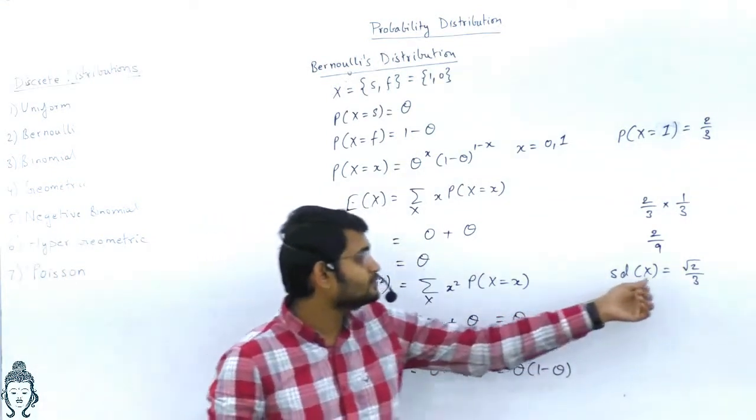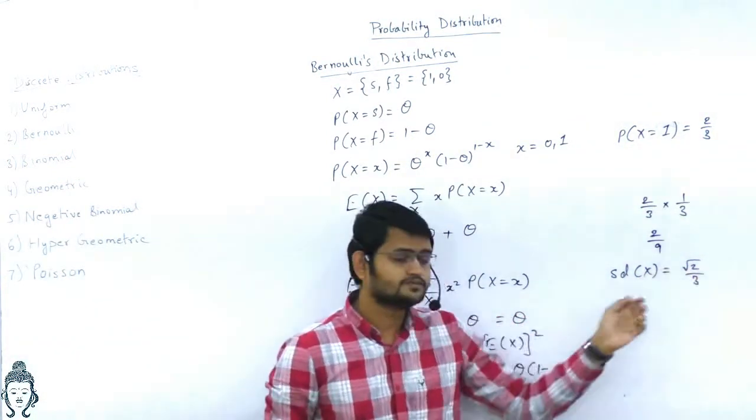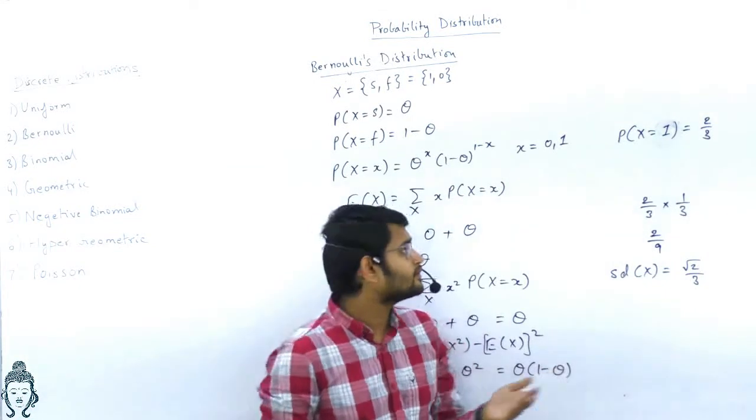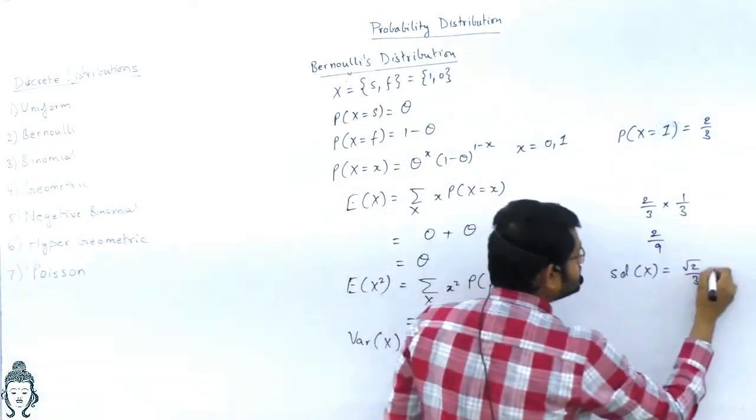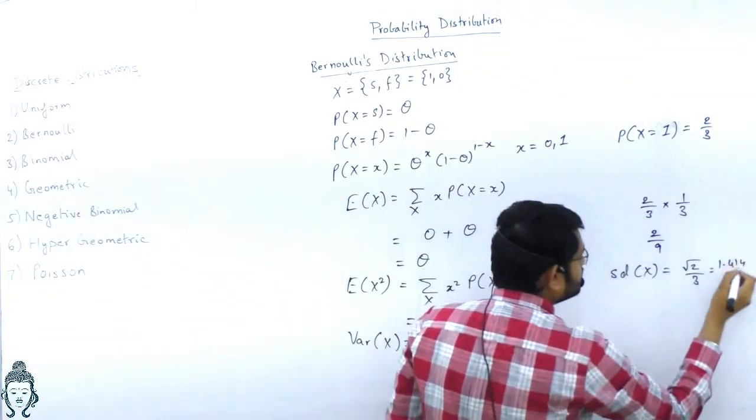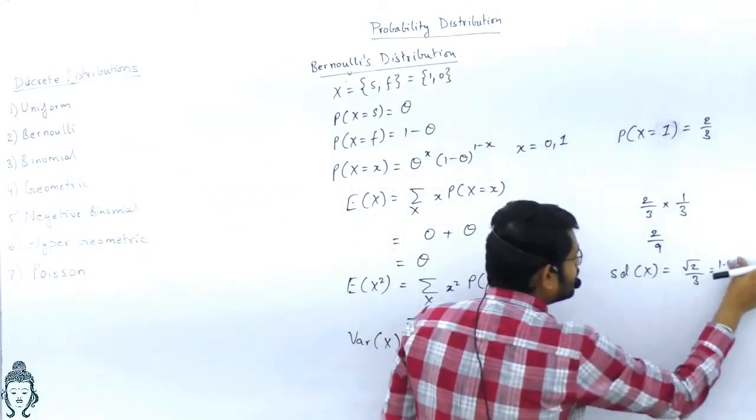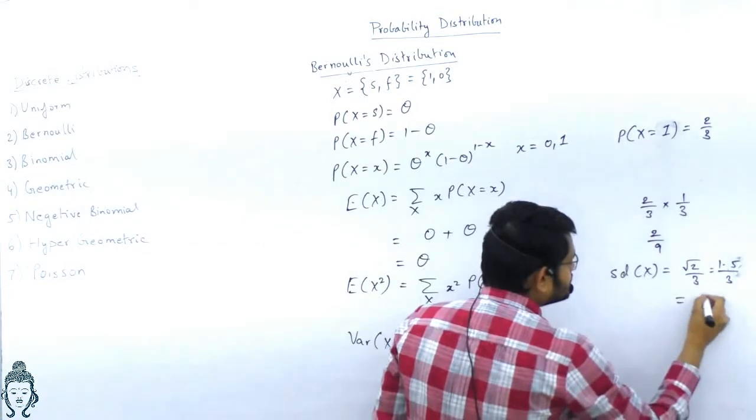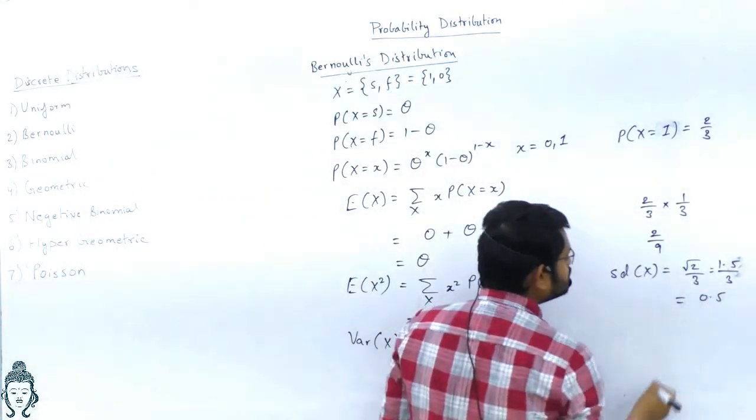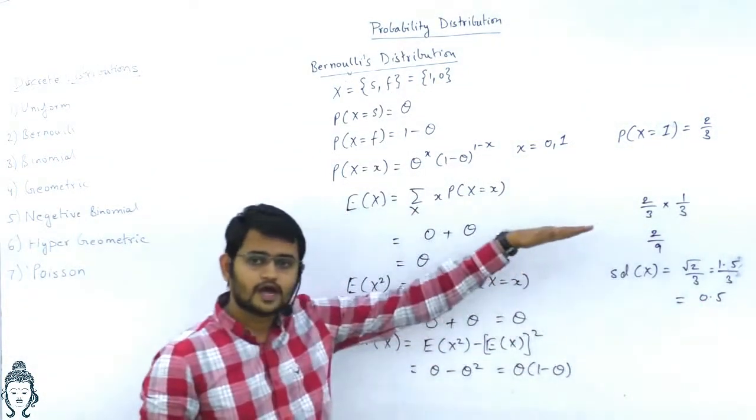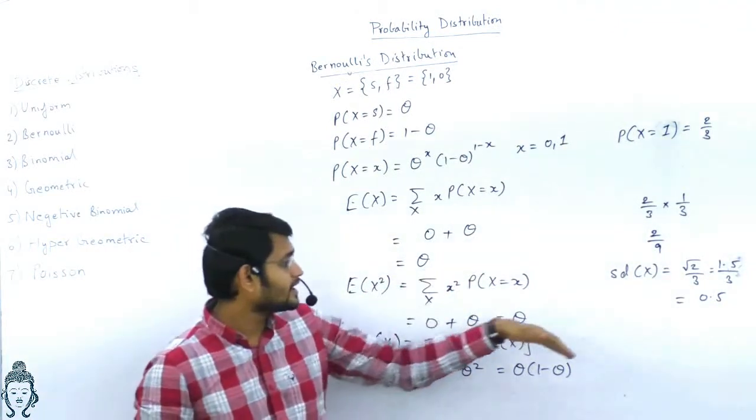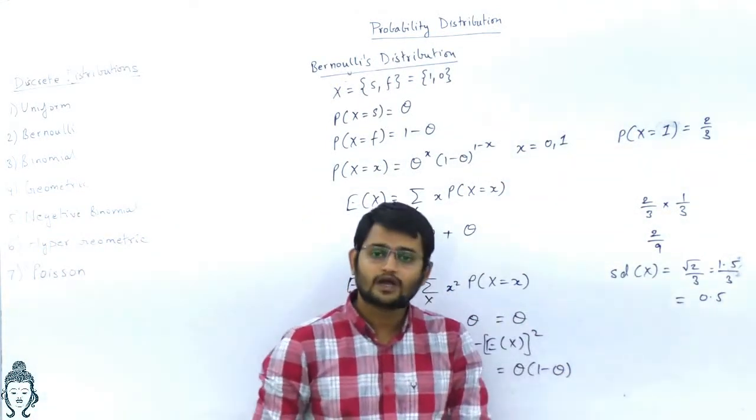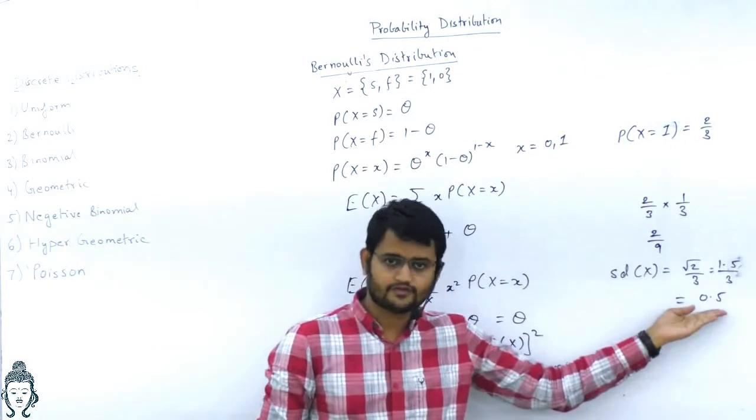Now if you assume this value, let's say root 2 is nothing but 1.414. Let's assume it to be 1.5 by 3. It is going to be 0.5, around 0.5 above our particular value, that is theta, and 0.5 below our particular value, less than 0.5 of course.